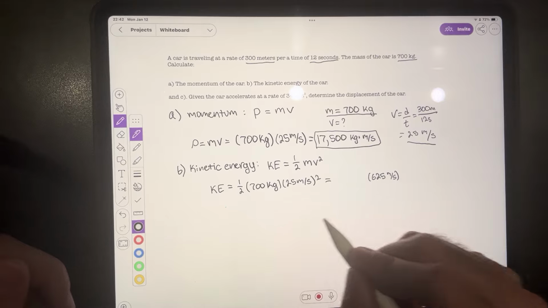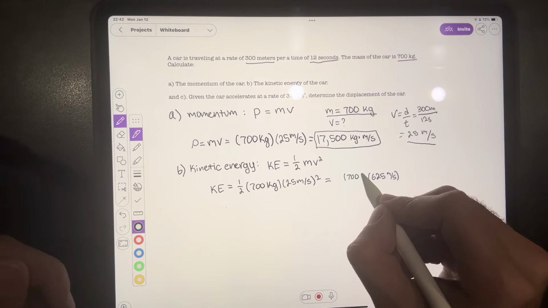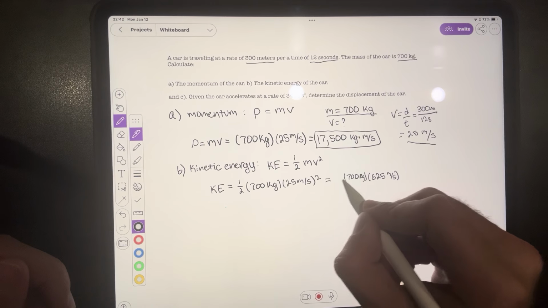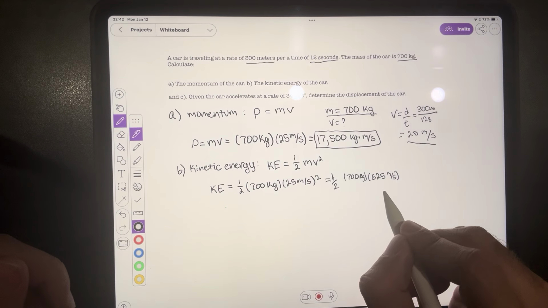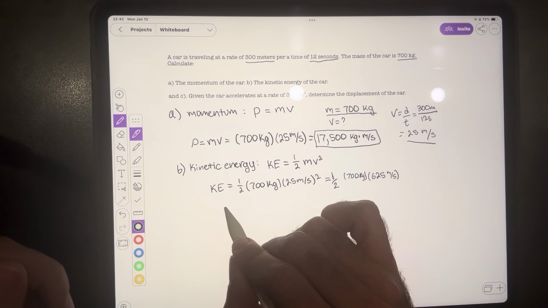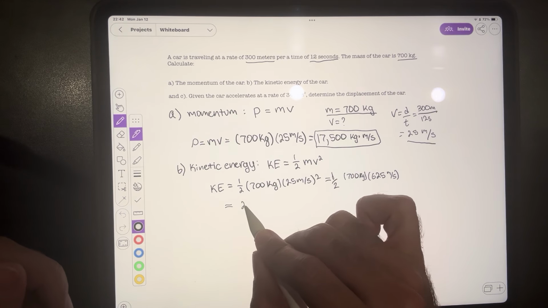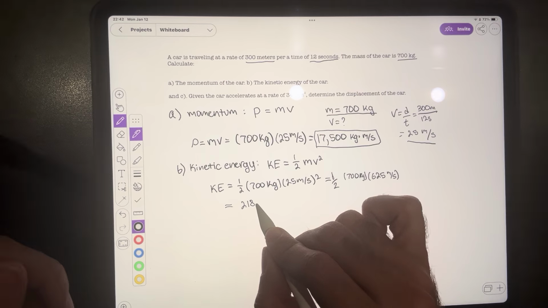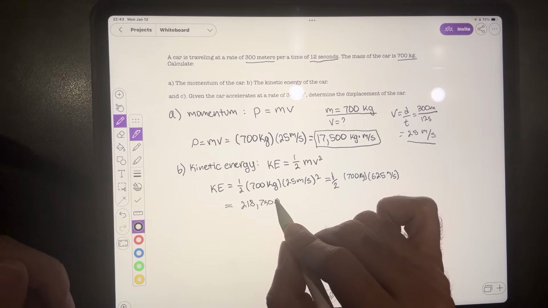Now, multiplying that by 700 kilograms and times 1/2. We multiply 625 by 700 by 1/2. That will give us 218,750 joules.